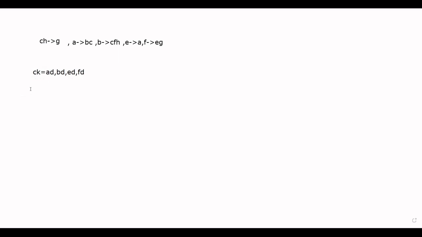Now, what is the prime attribute, the part of the key? A, B, E, F and D, correct? And what will be the non-part of key? C, E, F, G, right?